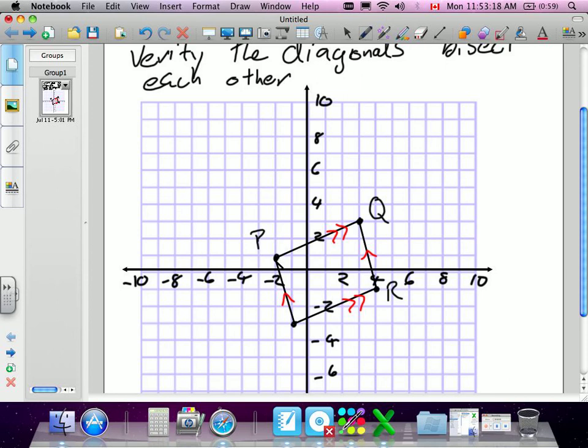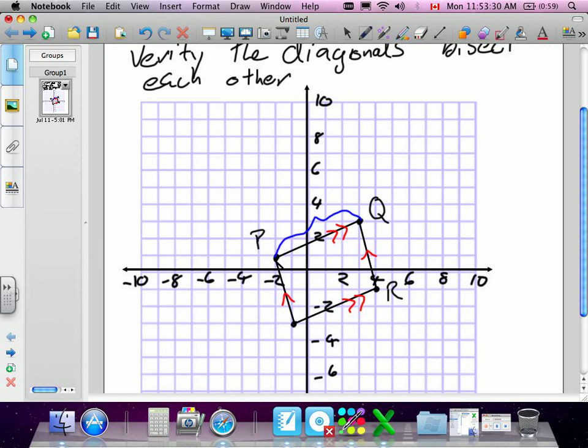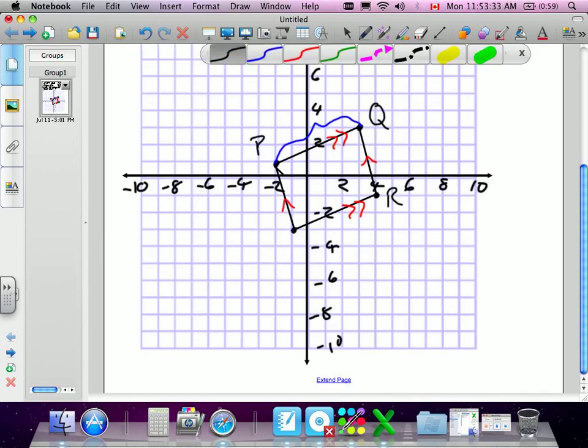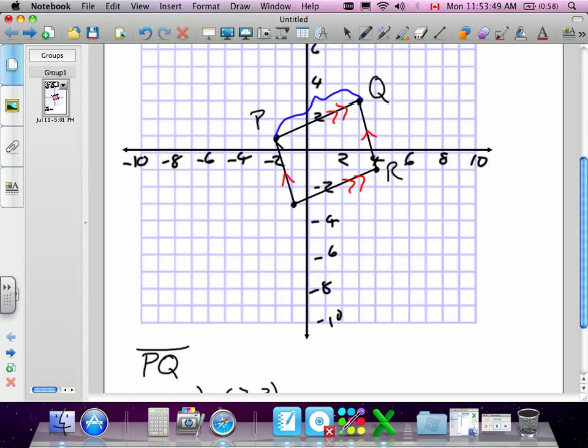The first line I'm going to be working with is line PQ. Okay? So I want to deal with line PQ, which means I need the points P and Q. P was at -2, 1, and Q is at 3, 3. Because I'm verifying it's a parallelogram, I need to know the opposite sides are parallel to each other, which means I need to know the slope of these lines. So I need to find the slope of line PQ.